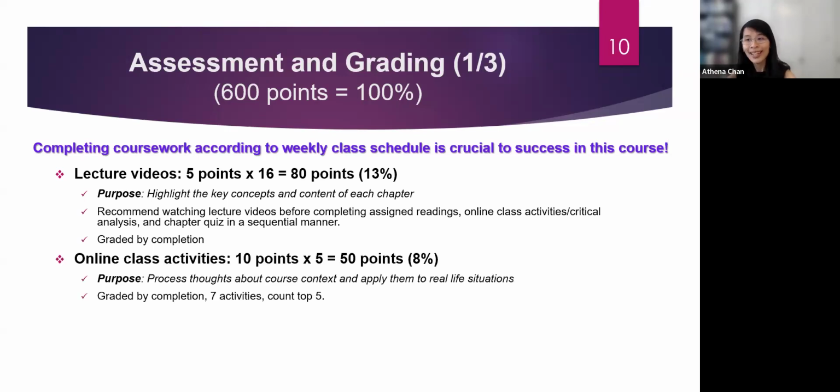The second big component is the online class activities. Once you complete each one of them, you will get 10 points. The purpose of the class activities is to help you process thoughts about the course content and apply them in real-life situations. This will also set you up for success for the application questions in the chapter quizzes, and also for your written assignment, which accounts for a big component in this course. There are altogether 7 class activities, but only the top 5 of them will be counted. That implies that you can miss 2 of them.